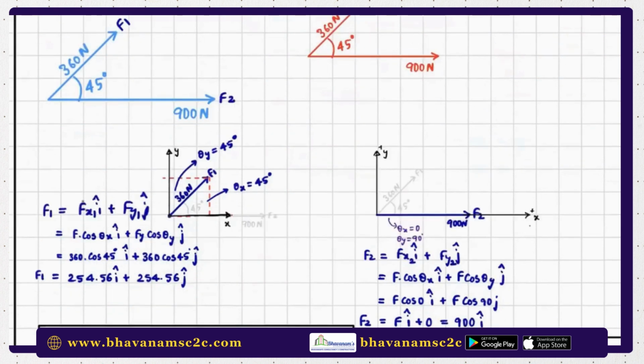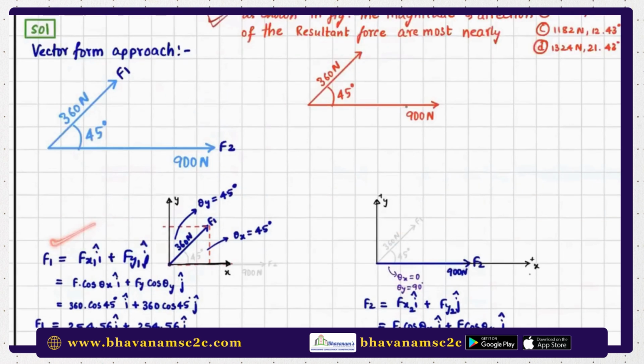So what is the procedure? First find F1 and write it in the vector form. What is F1 and F2? They did not mark it, so I mark this as F1 and this as F2. You can mark it as per your convenience; the final answer will be the same. So I marked this as F1 and this as F2.